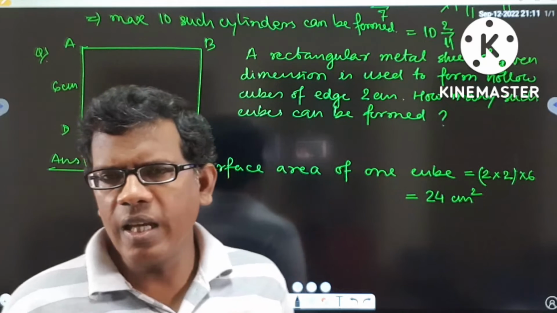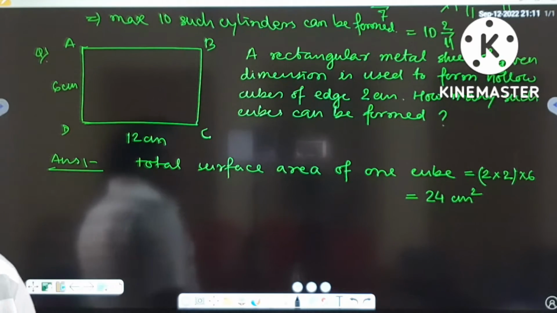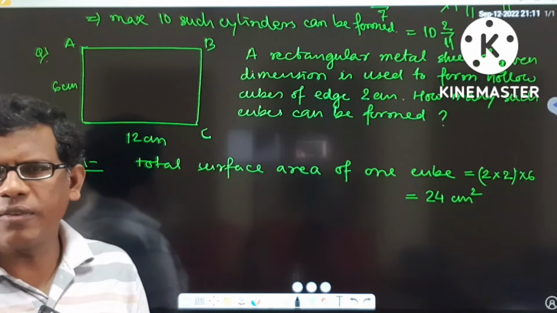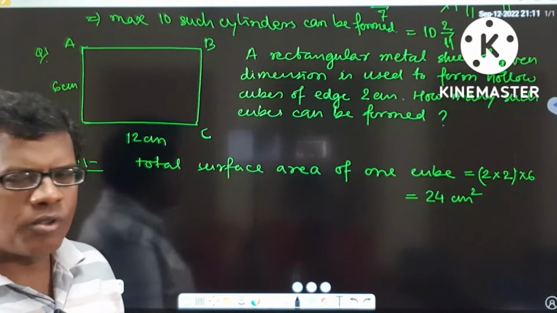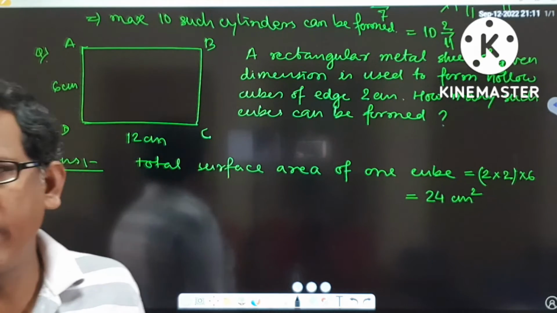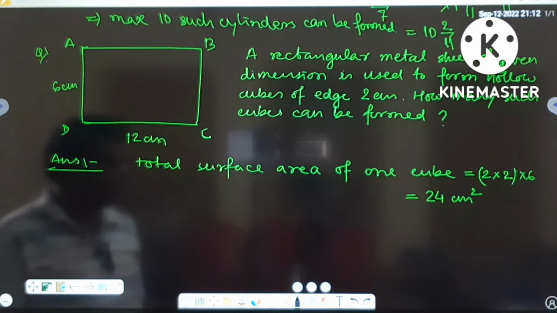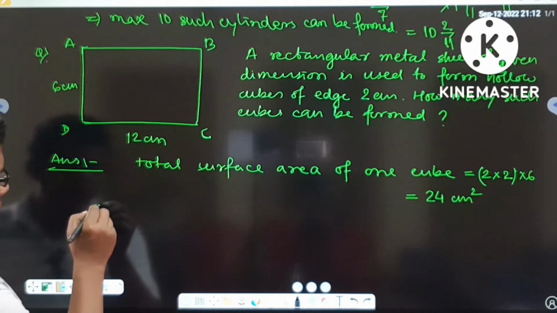One surface area is side into side, L into L, that is L square. Total there are 6 such surfaces. So 6 into the surface area of one face means 24 centimeter square will be the total surface area of one cube.